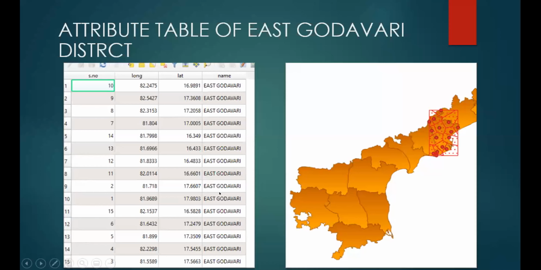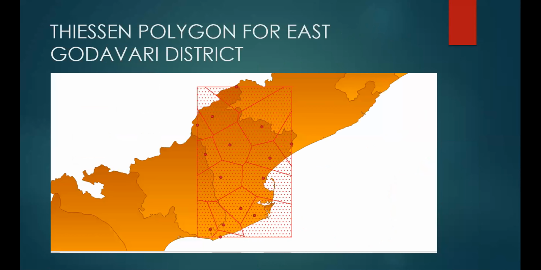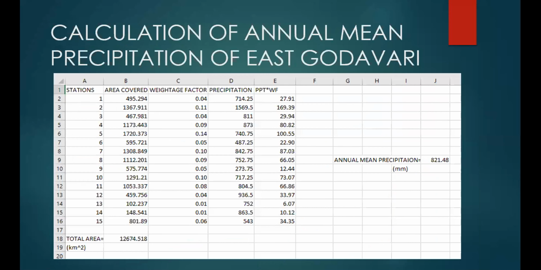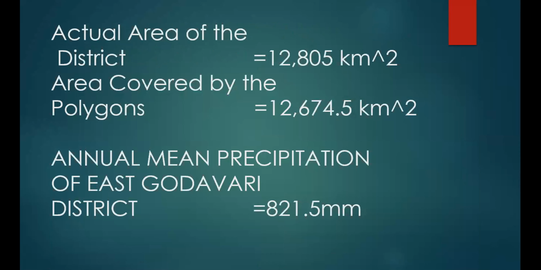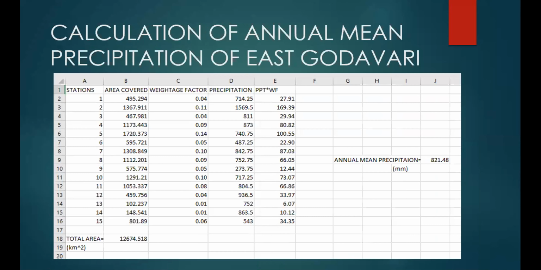I selected East Godavari as my district to calculate annual rate, sir. This is the data I took to locate the points in East Godavari. This is my Thiessen polygon for East Godavari. The calculations I made is this. One second, just go back.